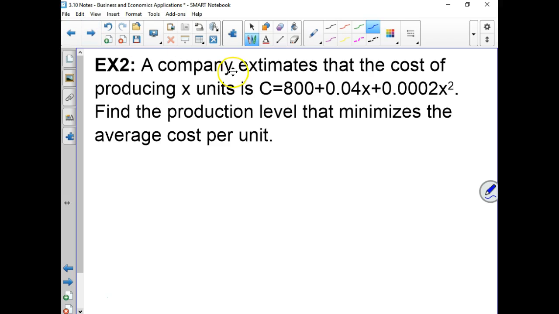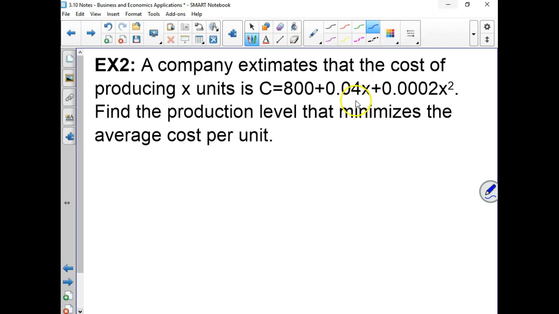All right, so second example. A company estimates that the cost of producing x units is C equals 800 plus 0.04x plus 0.0002x squared. Find the production level that minimizes the average cost per unit. In this case, they've done some sort of complicated study and decided that this is how much it costs to produce a product. So you want to minimize that cost. Every little corner you can cut without compromising quality can help you in large-scale manufacturing.